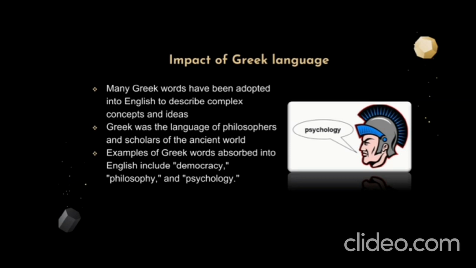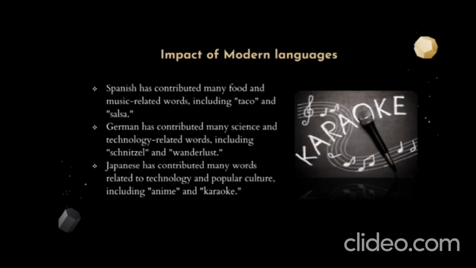Examples of Greek words that have been absorbed into English include democracy, philosophy, and psychology. In addition to these ancient languages, many modern languages have also had an impact on English. For example, Spanish has contributed many words related to food and music, such as taco and salsa. German has contributed many words related to science and technology, such as Schnitzel and Wanderlust.